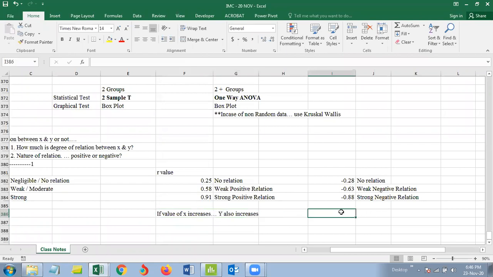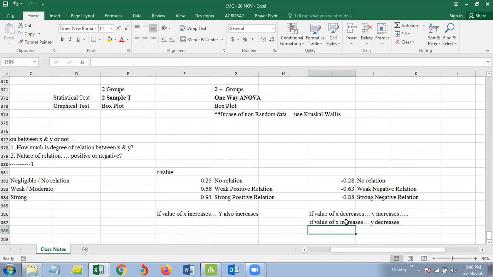When we talk about a negative relationship, if the value of X decreases, Y increases, or vice versa. So it's a reverse. If the value of X increases, Y decreases. So it's inversely proportional. It has an opposite impact.